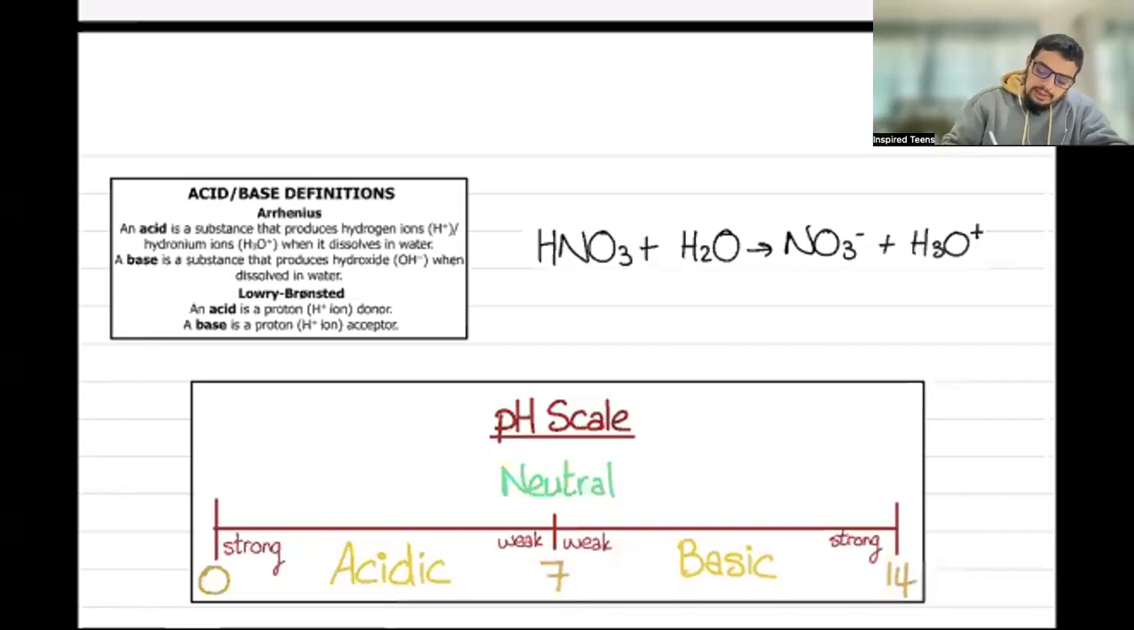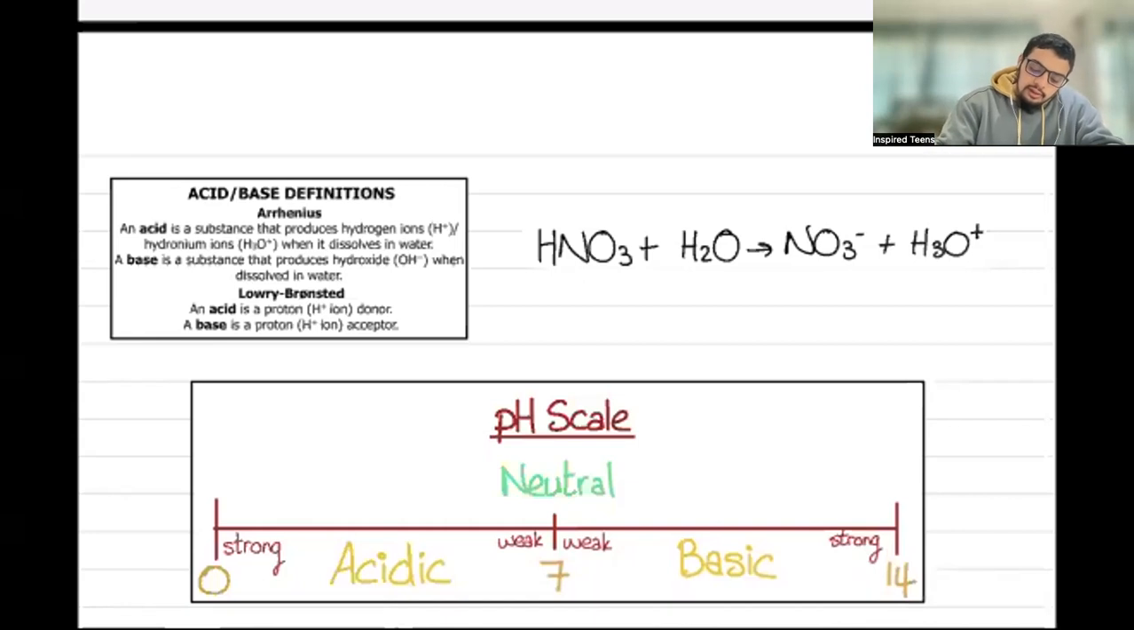So Lowry-Bronsted says that an acid is a proton donor. And Lowry-Bronsted says that a base is a proton acceptor. So firstly, what we can make sure that we understand is that the proton is an H plus ion. So an H plus ion, we refer to it as a proton. And we're going to use this little chemical equation to understand that definition and to see how an acid is a proton donor and a base is a proton acceptor.